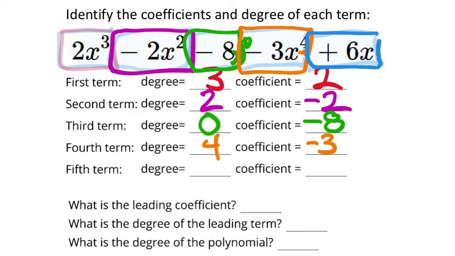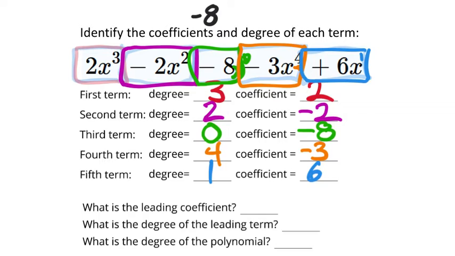And then our last term here, the fifth term, the coefficient is 6. That's the easy one. Sometimes students get this mixed up and they say, well, the x is not showing the exponent, so it's degree 0. It's not 0. In this case, it is a phantom exponent of 1. So it has a degree of 1.